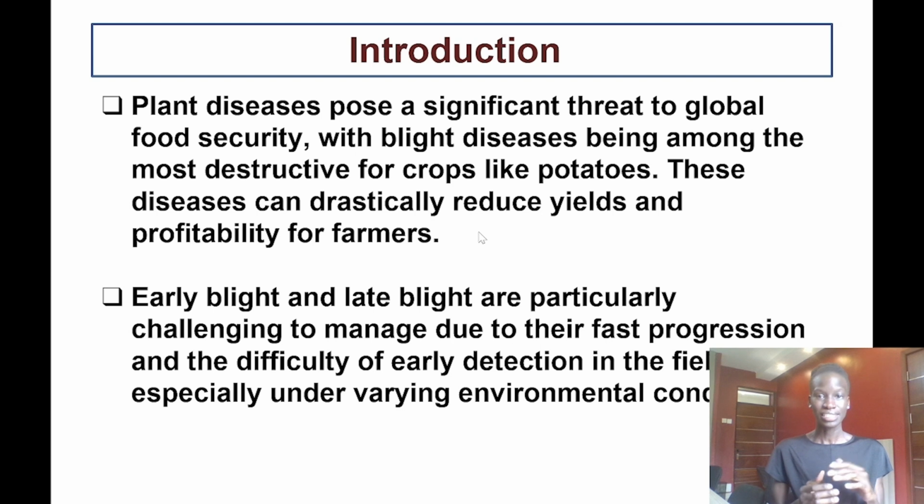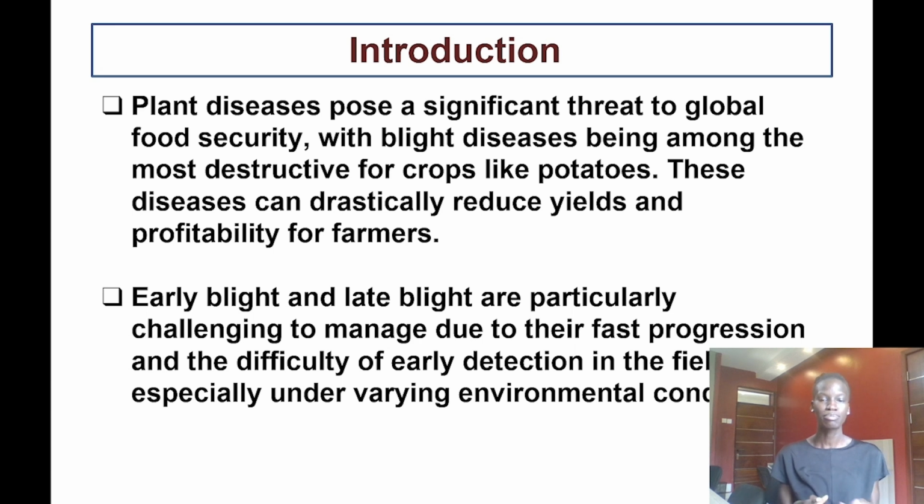Plant diseases pose a significant threat to global food security, with blight diseases being among the most destructive for crops like potatoes. These diseases can drastically reduce yields and profitability for farmers. We are going to be focusing on late blight and early blight.